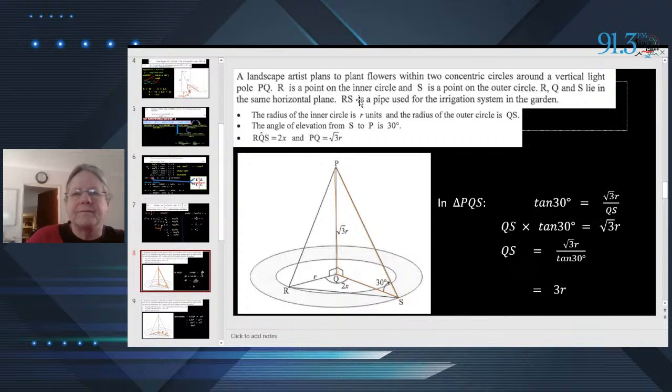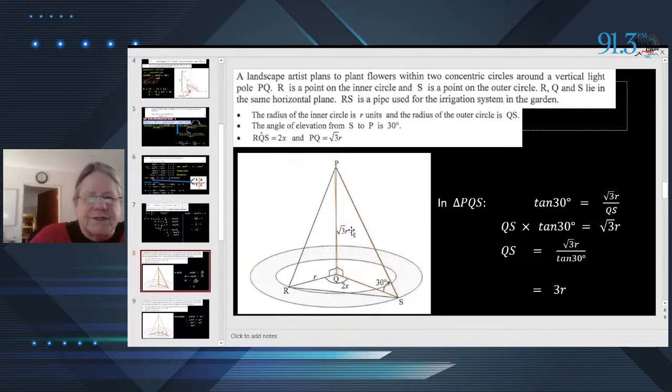Okay, we read all of that. RS is a pipe, which I guess they're going to water the flowers with. So what have they given us? The radius of the inner circle is R, and the radius of the outer circle is QS, the red over there. The angle of elevation from S to P is 30 degrees, and angle RQS is 2x, and PQ is root 3 R. Note the R is not part of the root. It's outside the root.